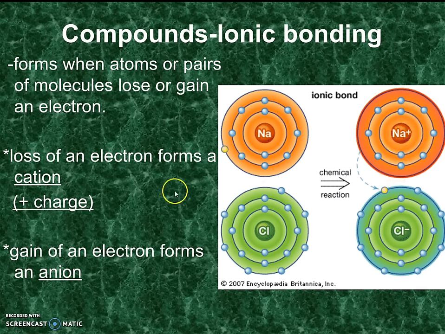So this is a cat. Remember the t with the positive charge. The gain of an electron makes an anion. That's the anion. And together, they're neutral. They are stable, and everybody's happy.